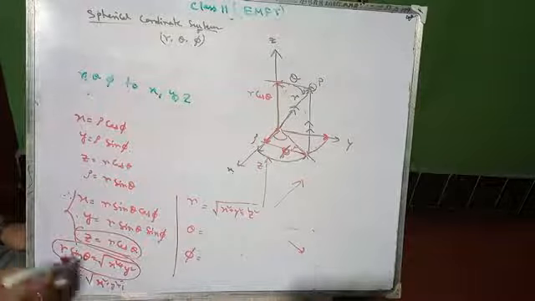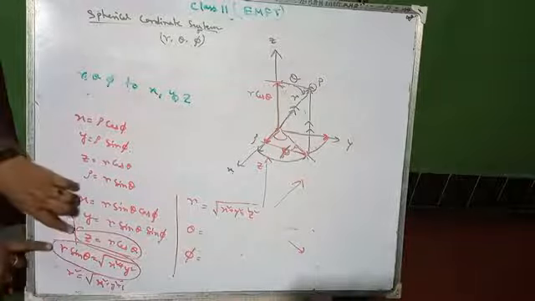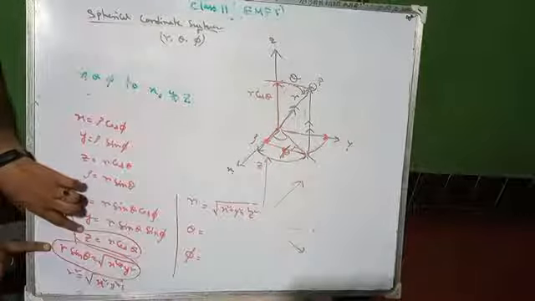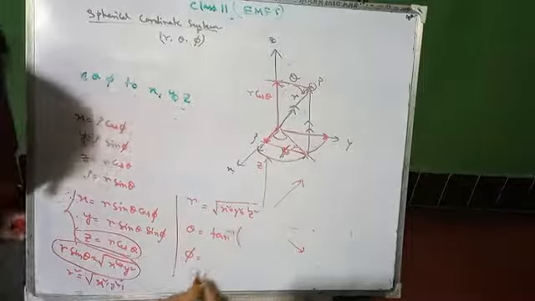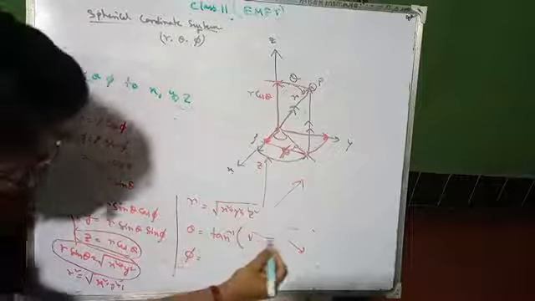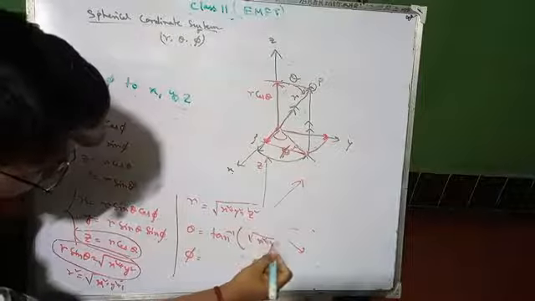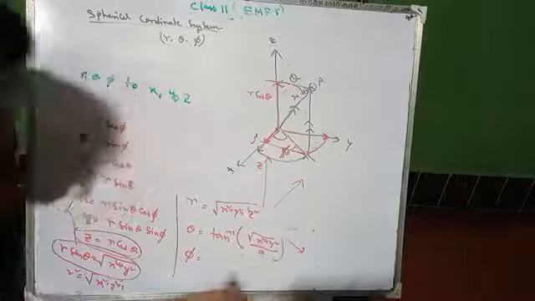Theta, you can get that if we have r sin theta and r cos theta. From here we can easily write theta equals tan inverse of root over x square plus y square, by z. It will be your theta.